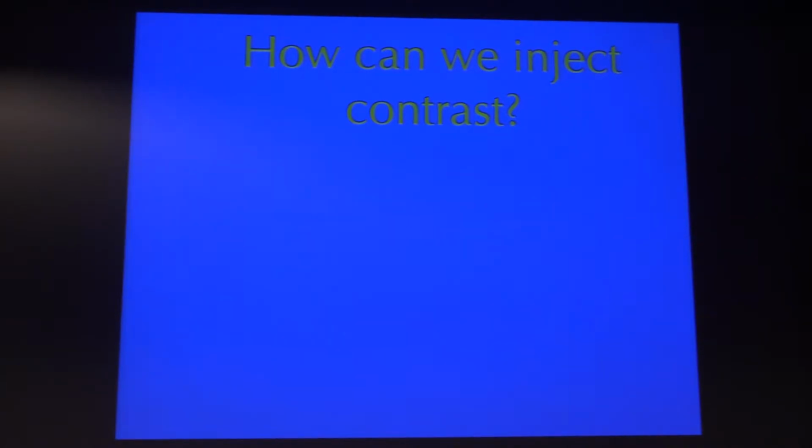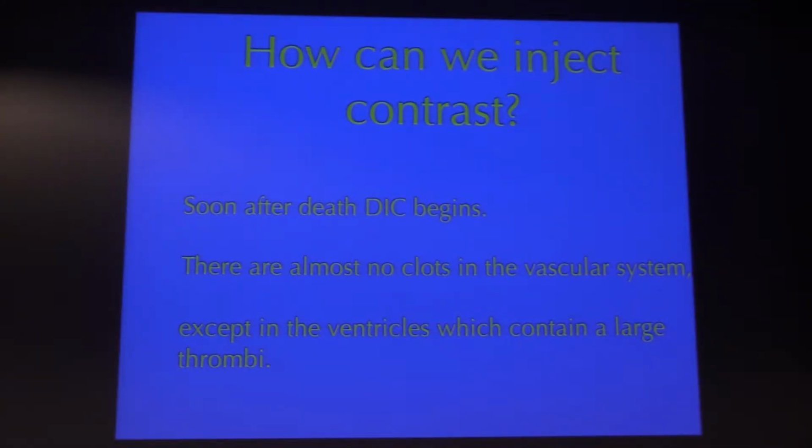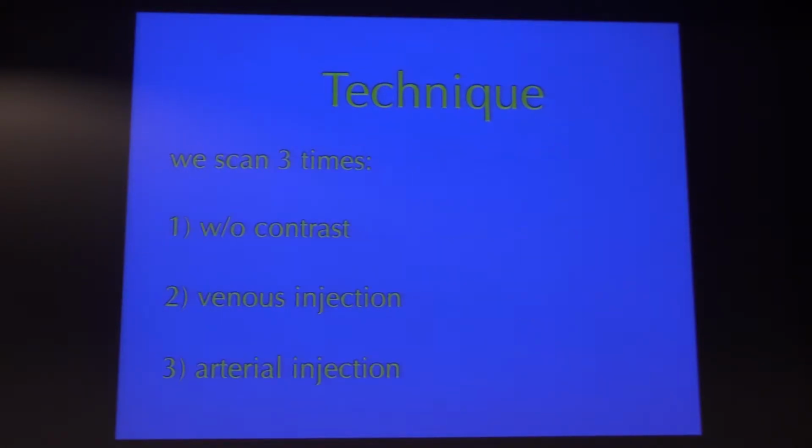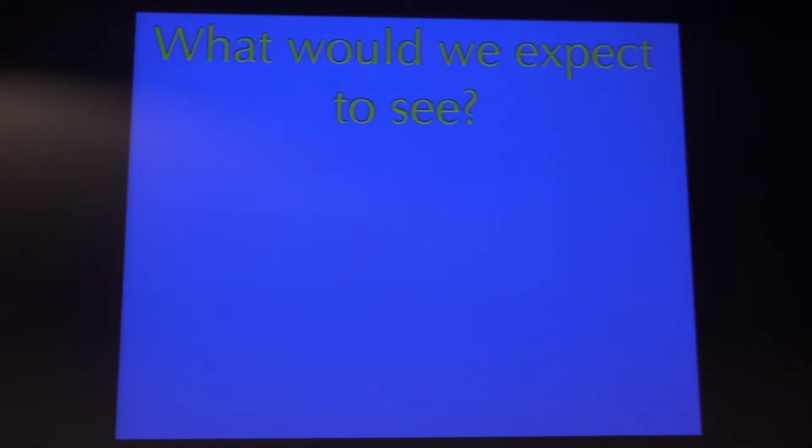So how can we inject contrast? This is one of the common questions people keep asking us. Soon after death, DIC begins. There are almost no clots in the vascular system, except in the ventricle, which contains large thrombi. We are able to use umbilical vessels, which stay patent, and inject them via a long catheter. We use both umbilical vein and artery. We inject a mixture of iodine contrast, saline, and polyethylene glycol. We scan 3 times: without contrast, venous injection, and arterial injection.